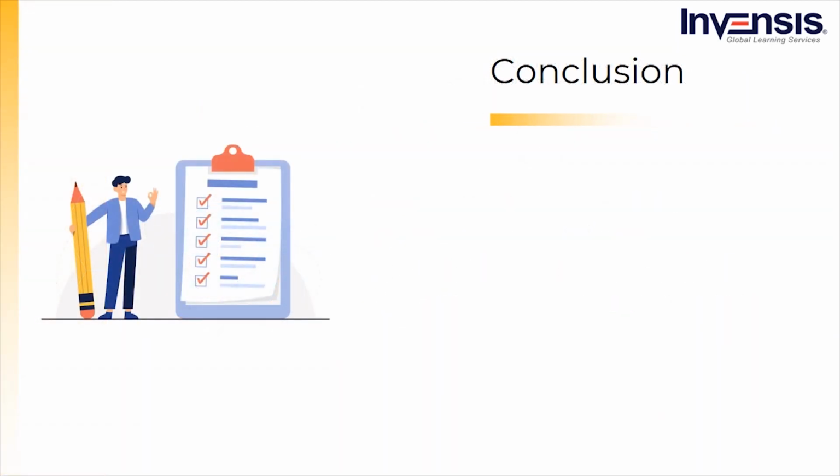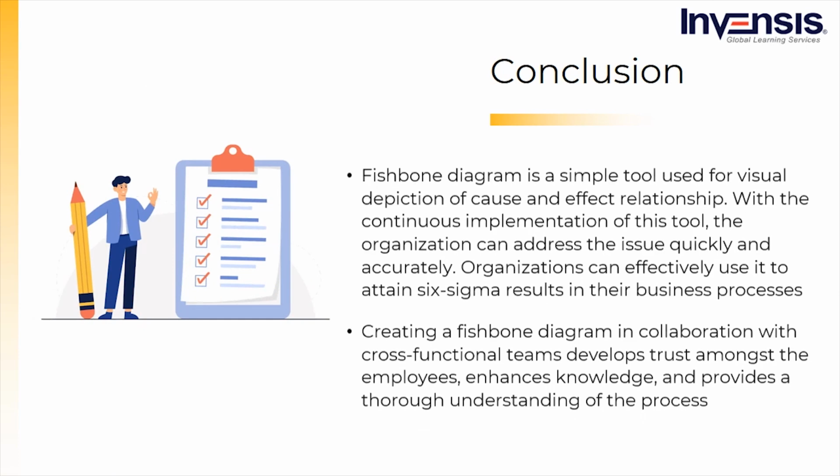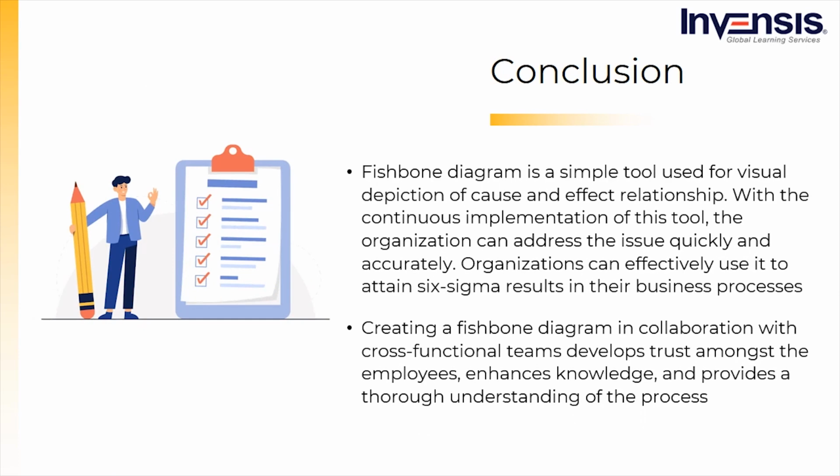I would like to conclude the session by saying, fishbone diagram is a simple tool used for visual depiction of cause and effect relationship. With the continuous implementation of this tool, the organization can address the issue quickly and accurately. Organizations can effectively use it to attain 6 Sigma results in their business processes. Creating a fishbone diagram in collaboration with cross-functional teams develops trust amongst the employees, enhances knowledge, and provides a thorough understanding of the process. In addition, it helps to focus on defect reduction and process improvement.